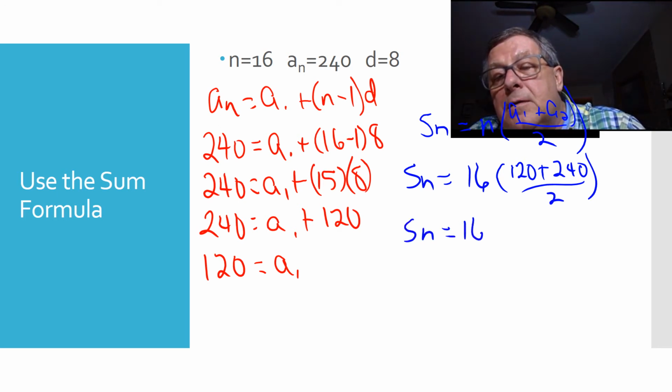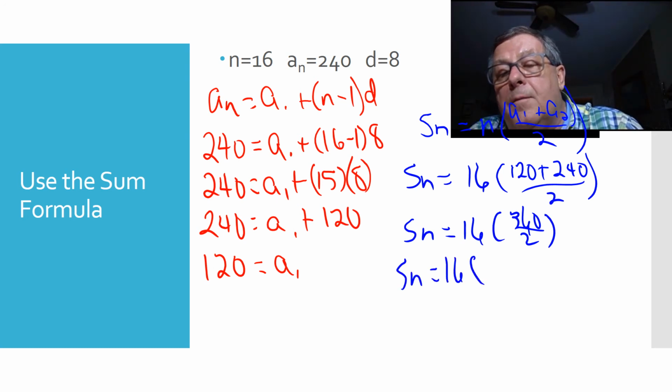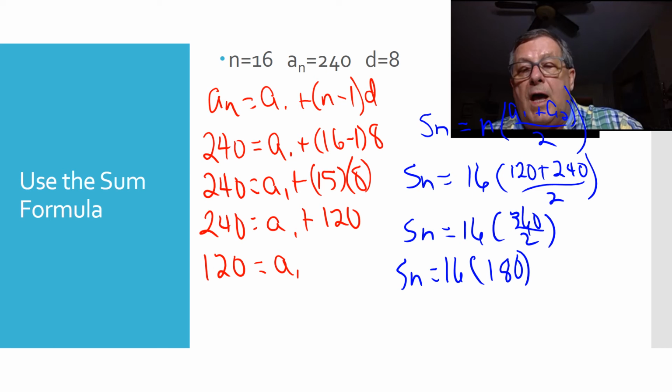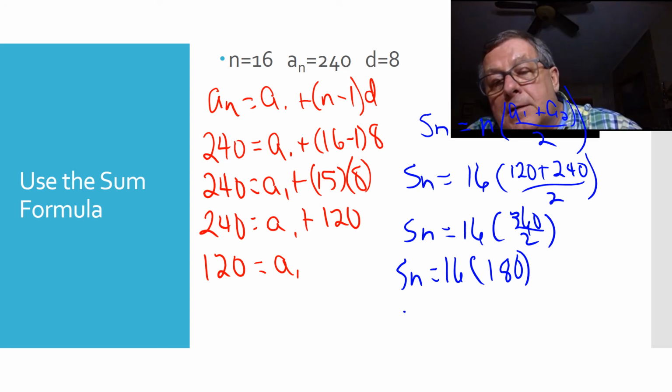And then we continue on. Sn equals 16 times 360 over 2. Sn equals 16 times, 360 divided by 2 is 180. And let's see, so here we got Sn equals 16 times 180, and 16 times 180 equals 2,880. So Sn equals 2,880.